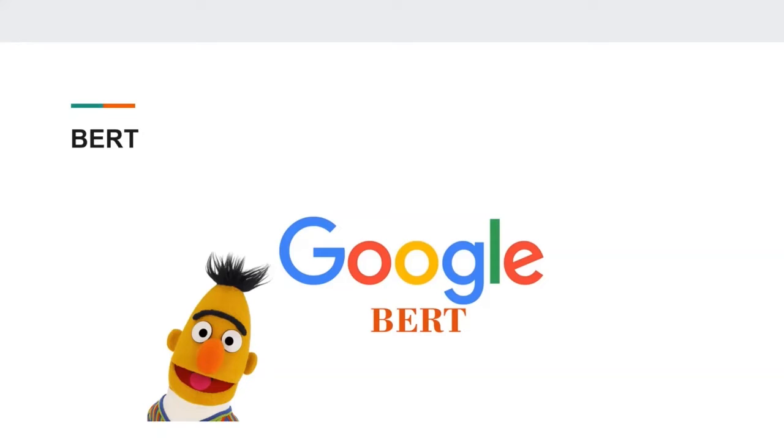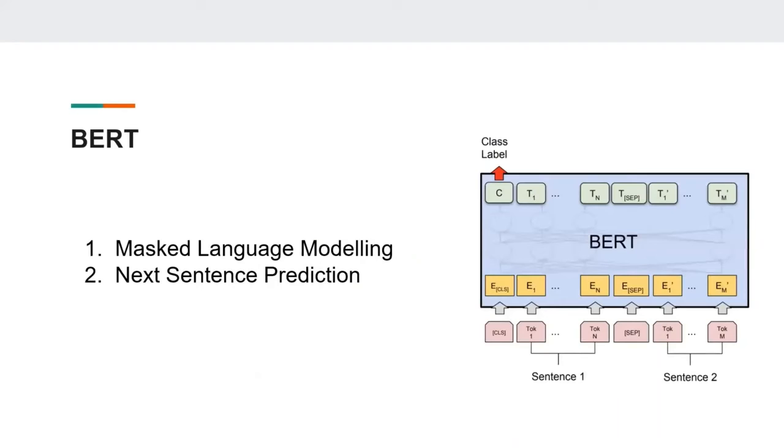As opposed to directional models, the transformer processes an entire sequence of words at the same time, which allows the model to capture contextual information of a particular word, based on all of its surrounding words. BERT is trained on two important tasks in natural language processing: masked language modeling and next sentence prediction.